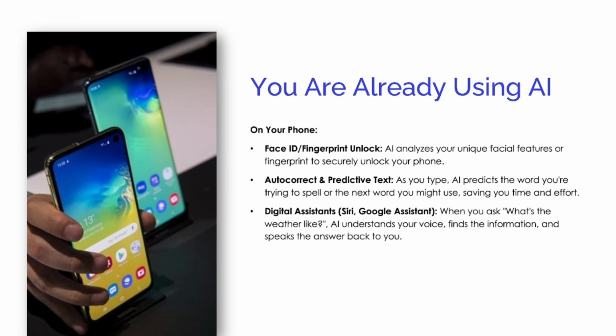Now, autocorrect and predictive text. As you type, AI predicts the word you're trying to spell or the next word you might use, saving you time and effort. In your smartphones, when you're chatting on WhatsApp, Facebook, it's something that you've been using long ago, but you never knew it was AI you're using. Now, digital assistants like Siri, Google Assistant, Alexa of Amazon. When you ask, "What's the weather like?" AI understands your voice, finds the information, and speaks the answers back to you. That is AI. You've been using it long ago and you never knew.